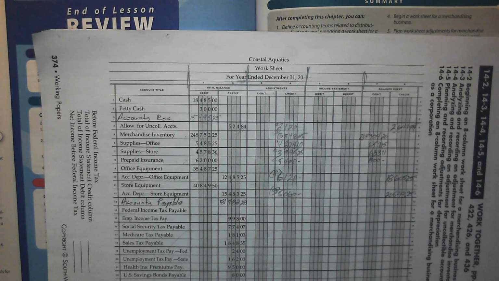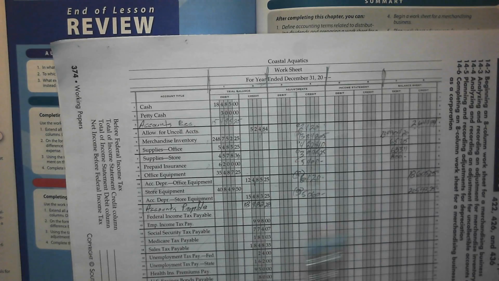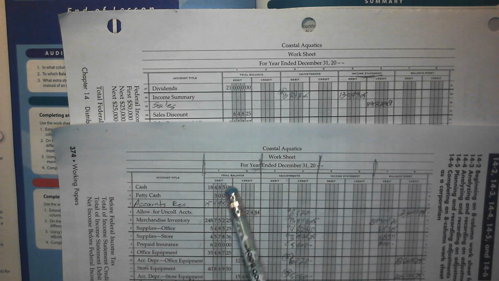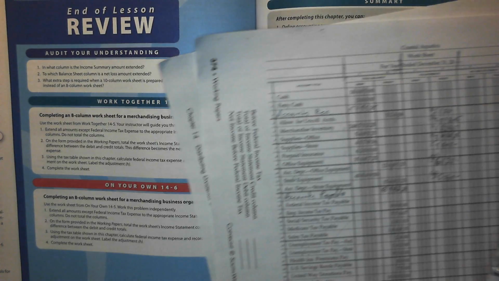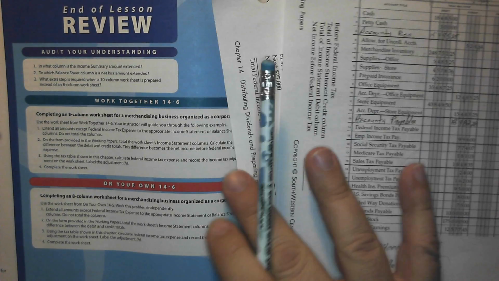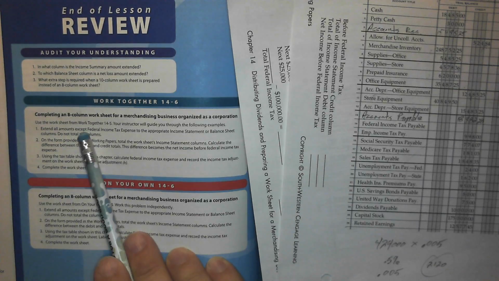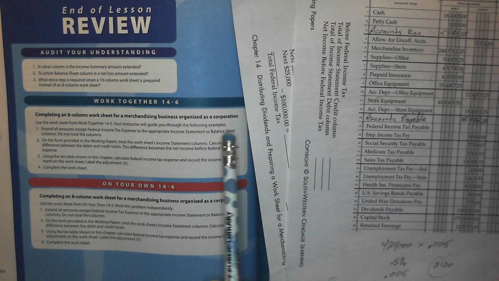Okay, section 6, and this is the last one, and this is where it all comes together. So you may have noticed that some of the lines we've not extended the balances over into the appropriate column. So the first step for section 6 is extend all the columns except federal tax expense to the appropriate income statement or balance columns.